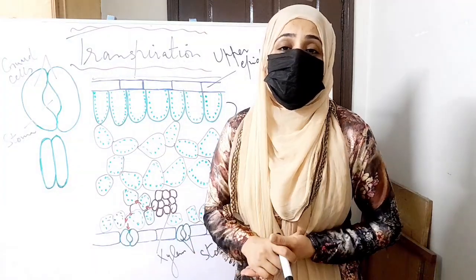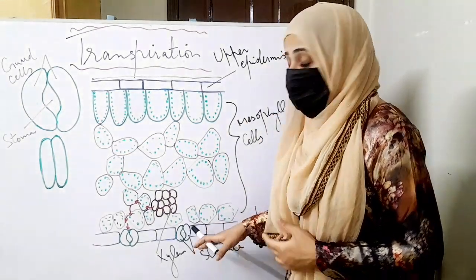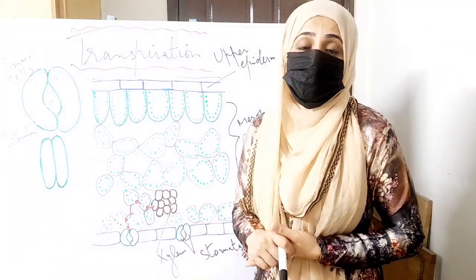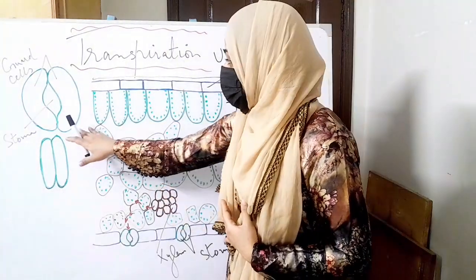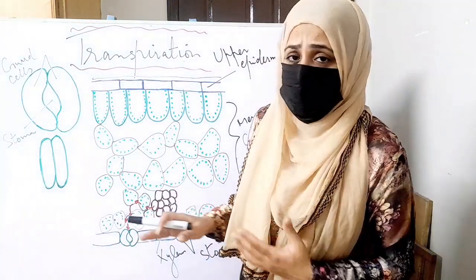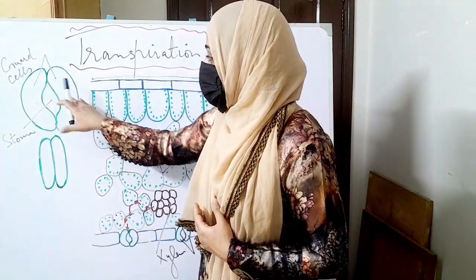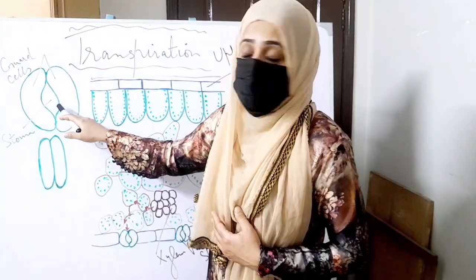Now, in order to understand how stomata help in transpiration, or how stomata are responsible for transpiration to occur, we will have to understand the structure of stomata. This is the structure of a turgid stomata. Each stomata consists of two guard cells like this, and a pore that is called stoma like this.